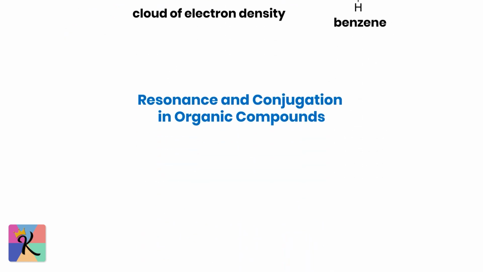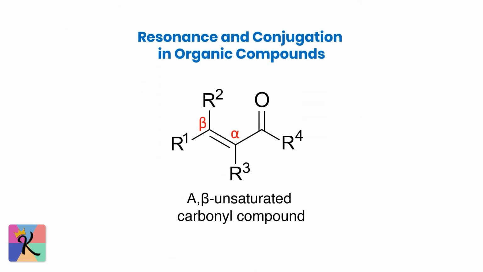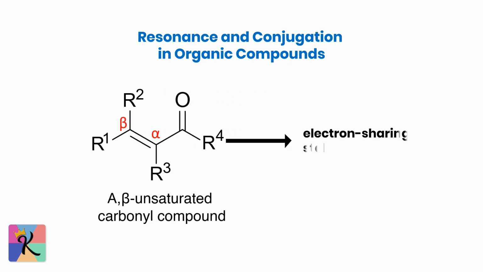Conjugation can also be established in carbonyl-containing compounds, like alpha, beta unsaturated carbonyls, or enones. This electron sharing stabilizes the molecule and makes it more susceptible to nucleophilic attack by allowing for the stabilization of a positive charge after bonding.